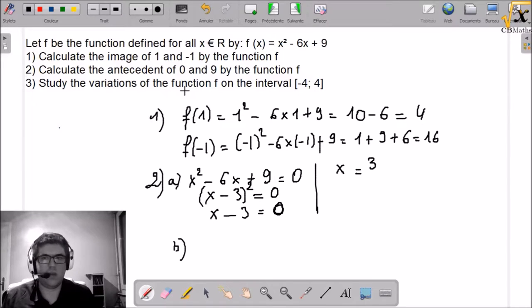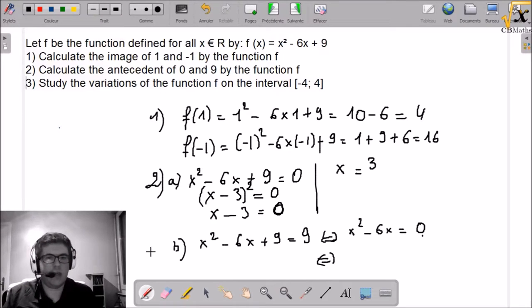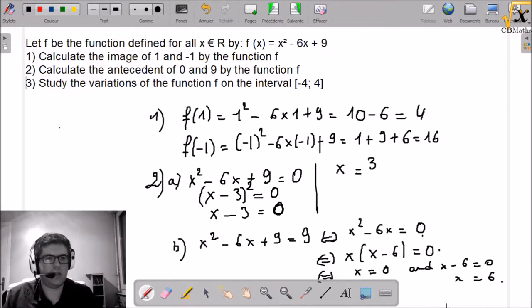Now, the antecedent of 9 by the function f. The equation to solve is x squared minus 6 times x plus 9 equals 9, equivalent to x squared minus 6 times x equals 0. So we can factorize: x times (x minus 6) equals 0. So the solutions are x equals 0, and x minus 6 equals 0, so x equals 6. 9 has two antecedents by the function f: x equals 0 and x equals 6.